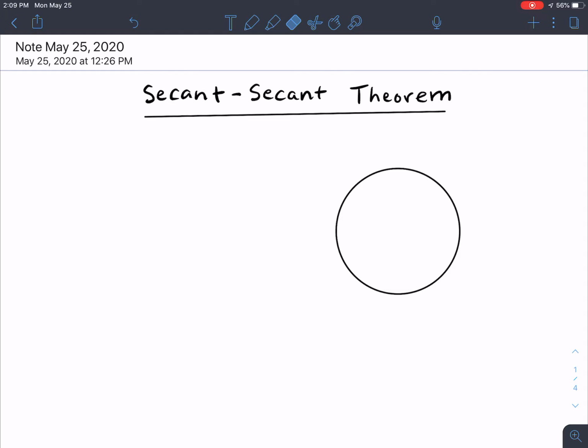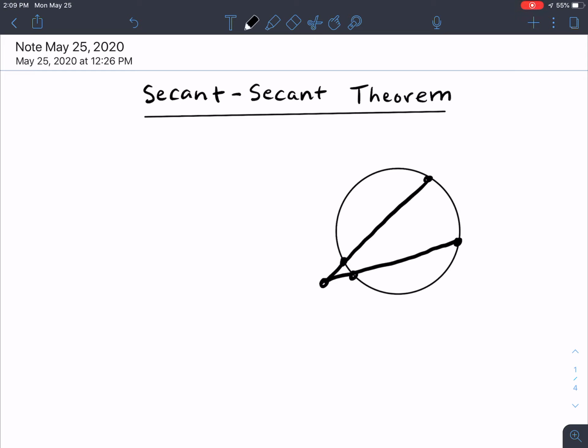Today I'm gonna teach you about the secant theorem. So what is a secant? A secant is a line that touches a circle at 2 points. So these are two secants and they intersect at 1 point.